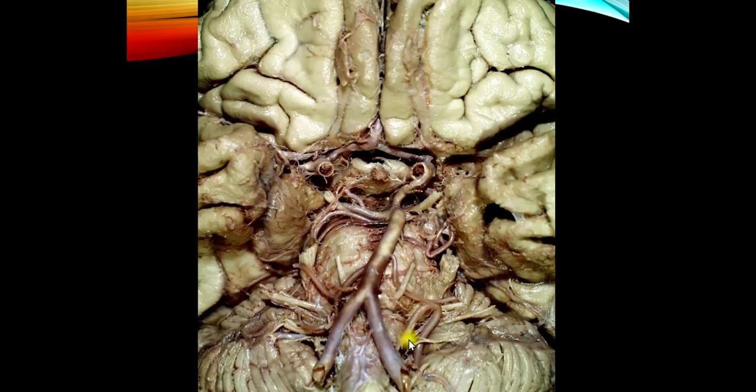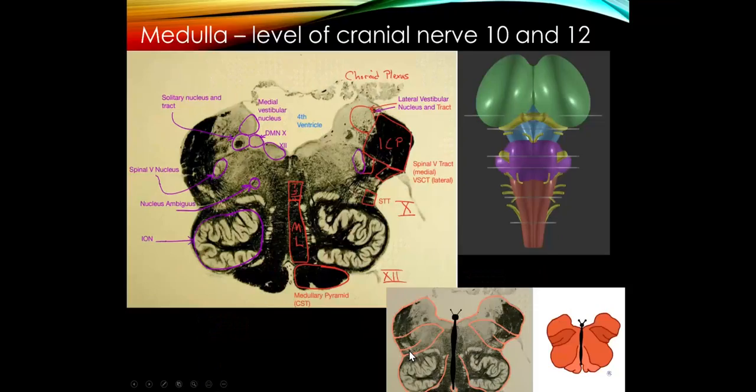Now, lateral medullary syndrome comes from an occlusion either of the PICA right here, which supplies the lateral medulla, or actually somewhat more often it's an occlusion of the vertebral artery, and then the patient gets the stroke in the distribution of the PICA. All right, so that'll be our next syndrome here after we go through this next section of the medulla. So this is at the level of cranial nerves 10 and 12. So here we can see the vagus nerve coming out right here and the hypoglossal nerve coming out right here.